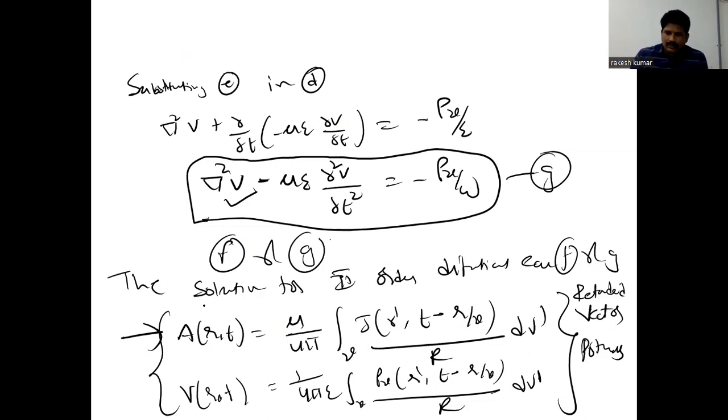Okay, so now let us go to the next topic. Now we have obtained the vector potential, A. Okay, so the vector potential is obtained. For example, this is the vector potential A.